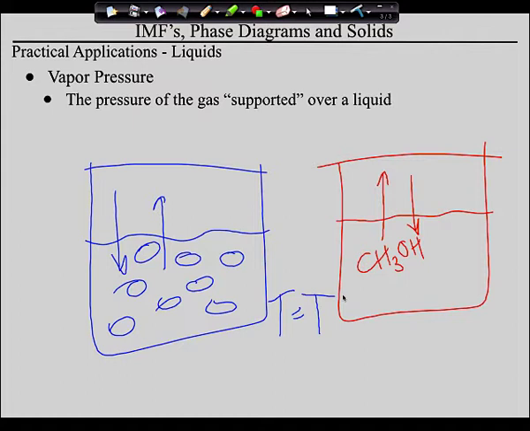How does it work? Someone want to take a swing at it? Go ahead, Spencer. Water has higher IMFs than methanol. Okay. Water will have a lower vapor pressure. No, you were right. Keep going. Lower vapor pressure than methanol. Good. So guys, what is the relationship between intermolecular force and vapor pressure, direct or inverse? Inverse. You want to write that down. This is inversely related to intermolecular force.